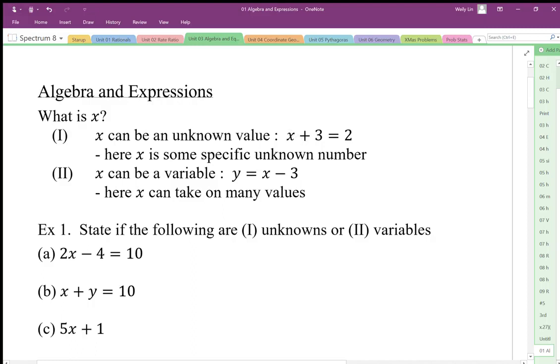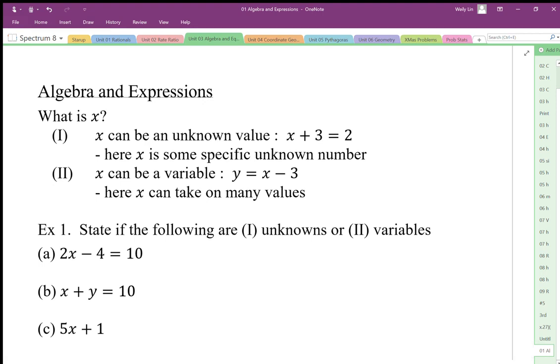X can also be a variable. So x, in this situation, y equals x minus 3. Well, x can take on many different values. So x could be 1, and that would make y equal to -2. X could be 0, and then y could be -3. X can take on many values, okay, so it's called a variable.